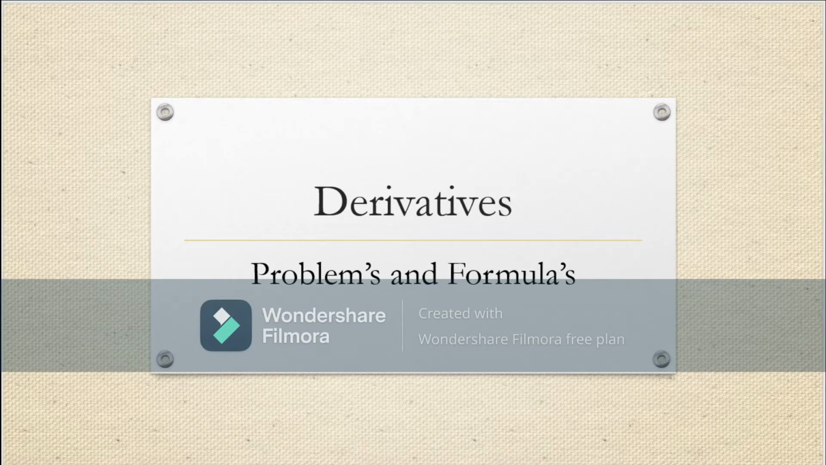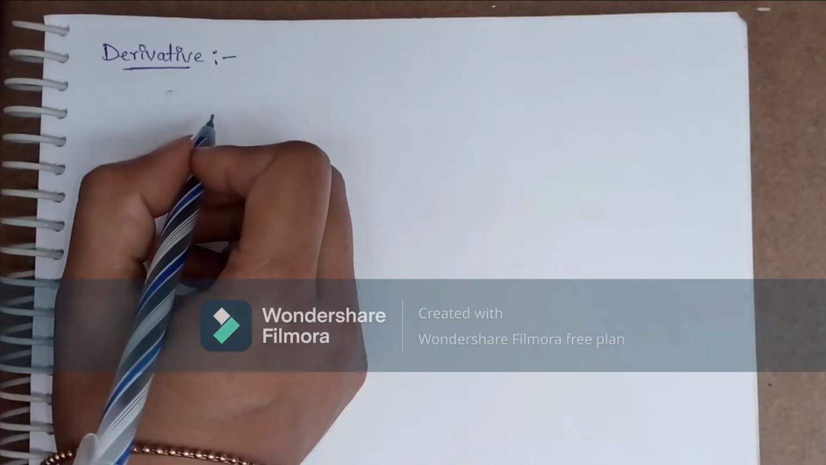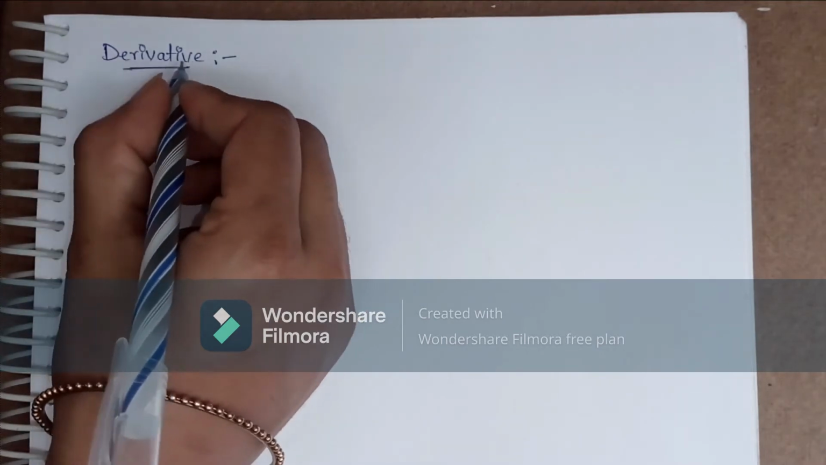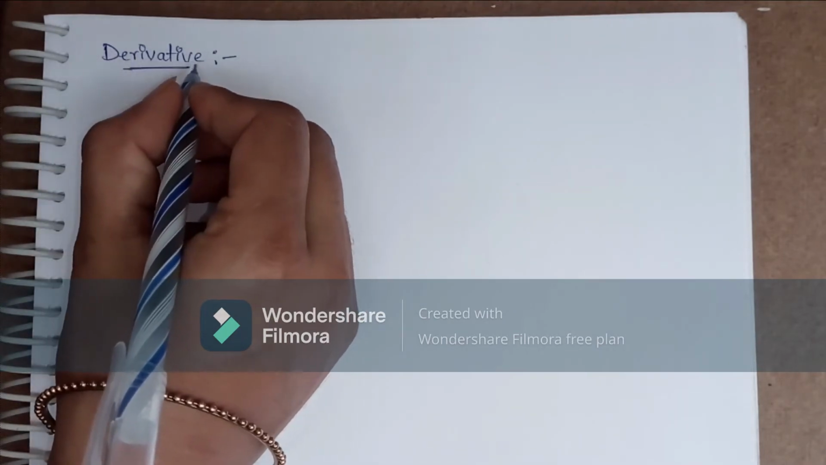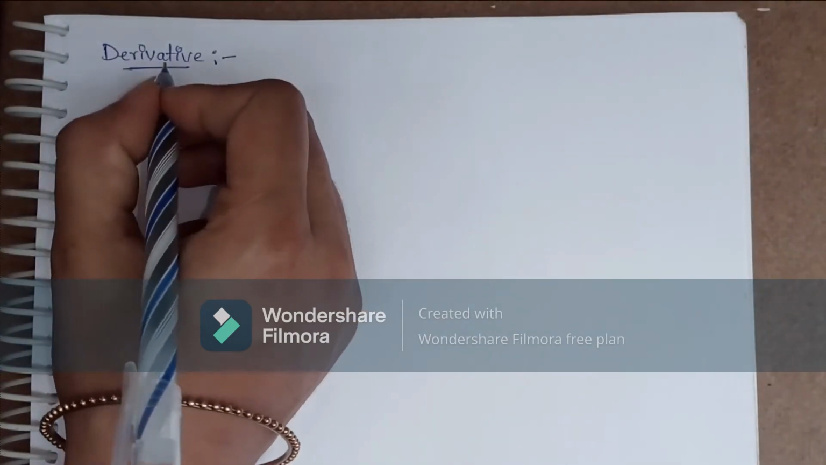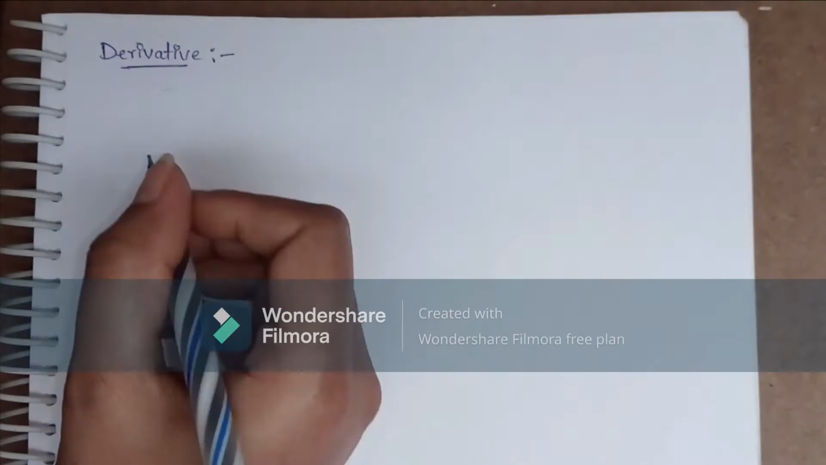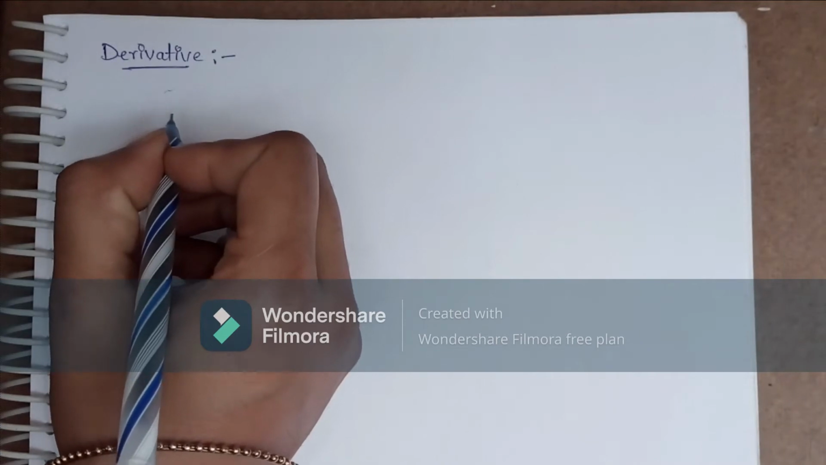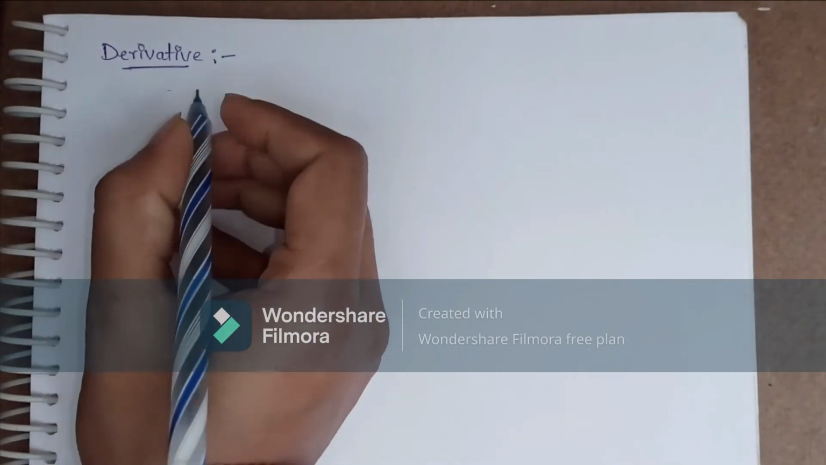Today's topic is on derivatives. Here I am giving some basic standard formulas on derivatives and some example problems on derivatives also. First I will explain what a derivative is and how it works. The concept of the derivative of a real valued function at a point is intimately connected with the slope of the tangent of the curve.